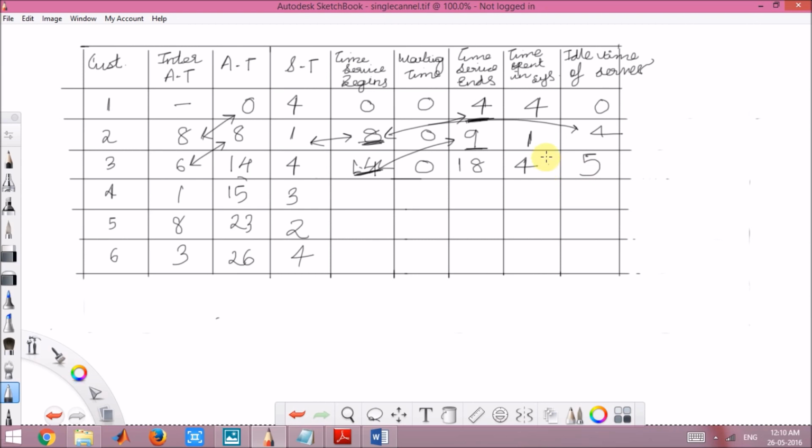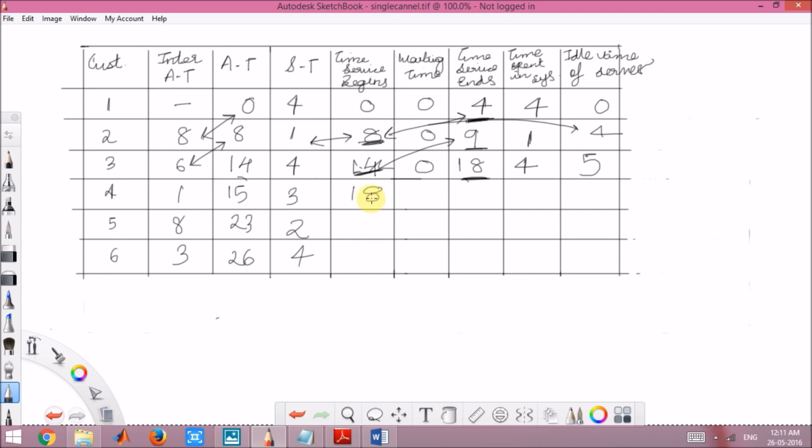Now for the fourth customer, this particular thing ended at 18, correct? Arrival time is 15. So that means it came before it actually ended. So it has to wait until this thing gets over. So the time service begins is at 18. So it can't be 15 because at the 15th time this process is still going on. The third customer is being served. Hence at time 18 the fourth customer gets served.